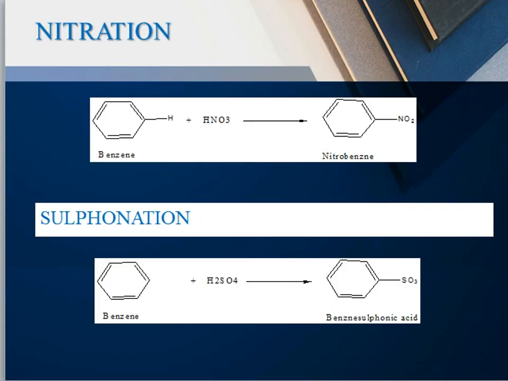So the next reaction is the nitration reaction, the reaction in which benzene reacts with HNO3 in the presence of concentrated H2SO4. It gives nitrobenzene. And the second reaction is the sulfonation reaction, the reaction of benzene with concentrated sulfuric acid. It gives benzene sulfonic acid.